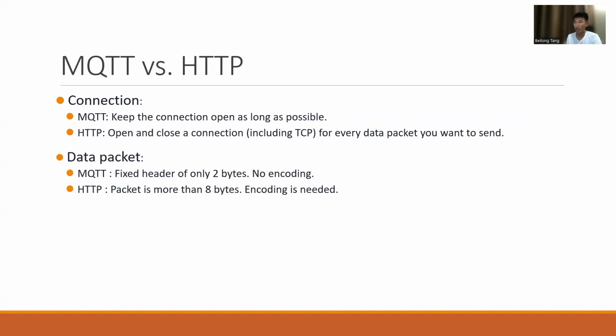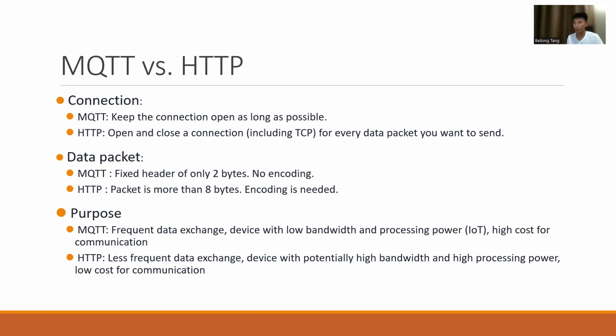And for the data packet, MQTT only has about 2 bytes for the header, and no encoding is needed. But for HTTP, the packet is usually more than 8 bytes, and we need encoding. And encoding actually takes CPU power. So that's why MQTT is suitable for devices with low CPU power.